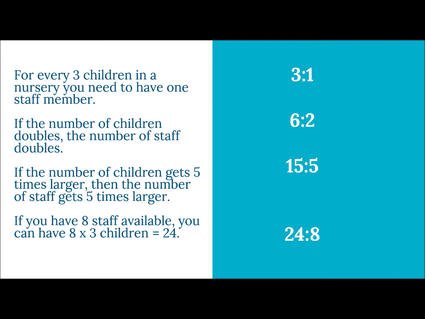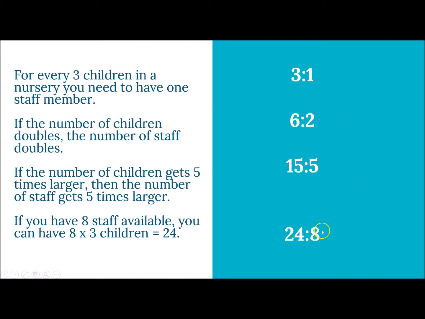For every 3 children in the nursery, you need to have 1 staff member. So you have a ratio of 3 to 1. 3 children, 1 staff member. So if the number of children doubles, so you've got 6 children, the number of staff would have to double, 2 staff. If the number of children from the start gets 5 times bigger, so 3 times 5 is 15, then you have to multiply the number of staff by 5 as well to make it 5 times bigger. So if you have 15 children, you need 5 staff.